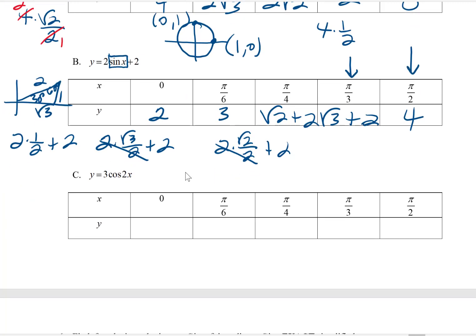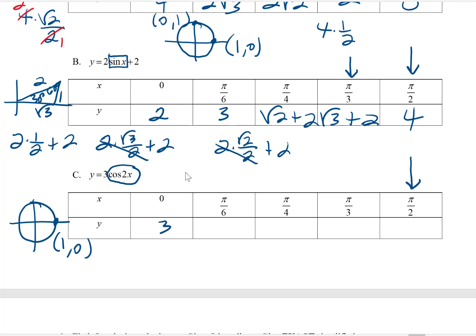I'm going to have to double my angle first, double my x, then stick it into the cosine function, and then multiply by 3. Well, doubling 0 doesn't do anything. 2 times 0 is just 0. When I take the cosine ratio for 0, I get 1, and 3 times 1 is 3.